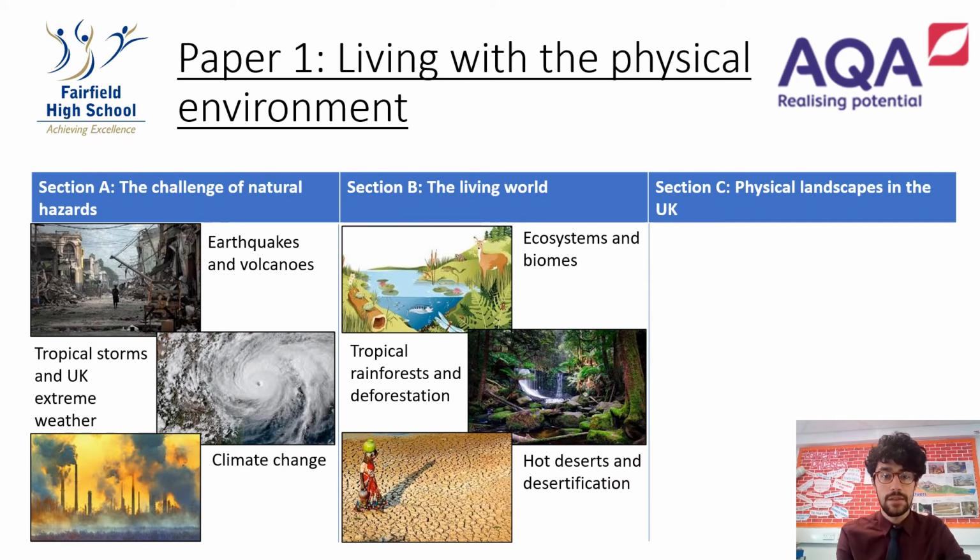Section B, the living world, covers ecosystems and biomes, specifically tropical rainforests and deforestation, looking closely at the Amazon, and also hot deserts and desertification, looking at the Sahara Desert and the Sahel region.